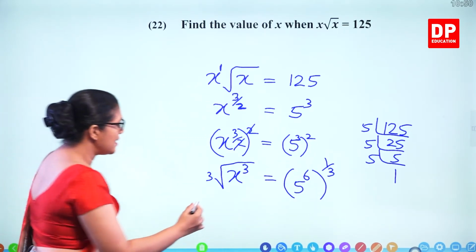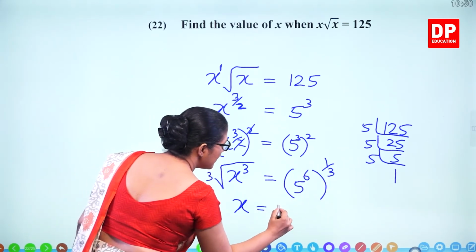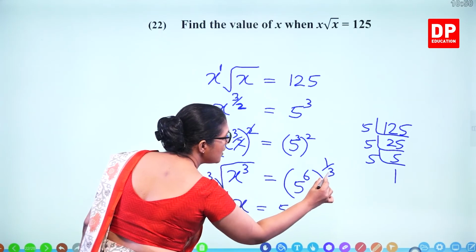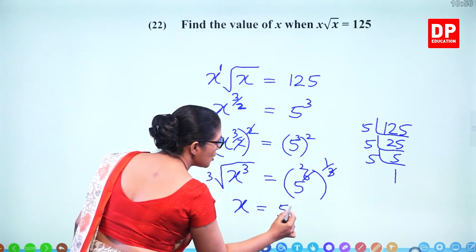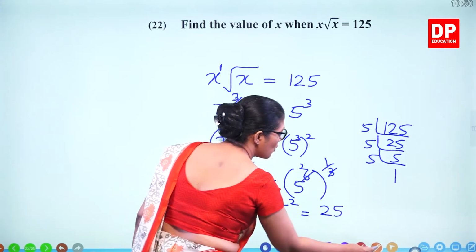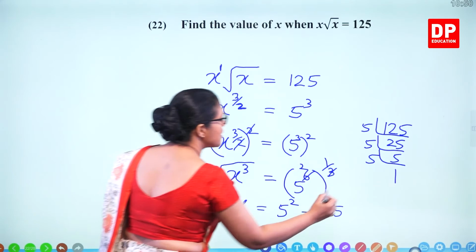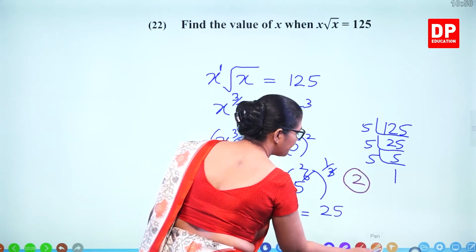Now you can easily find out x. 6 times 1/3. 5 to the power 3 and this multiplication, that's 2. 5 squared is 25. So, the x value is 25. So, you get 2 marks for that.